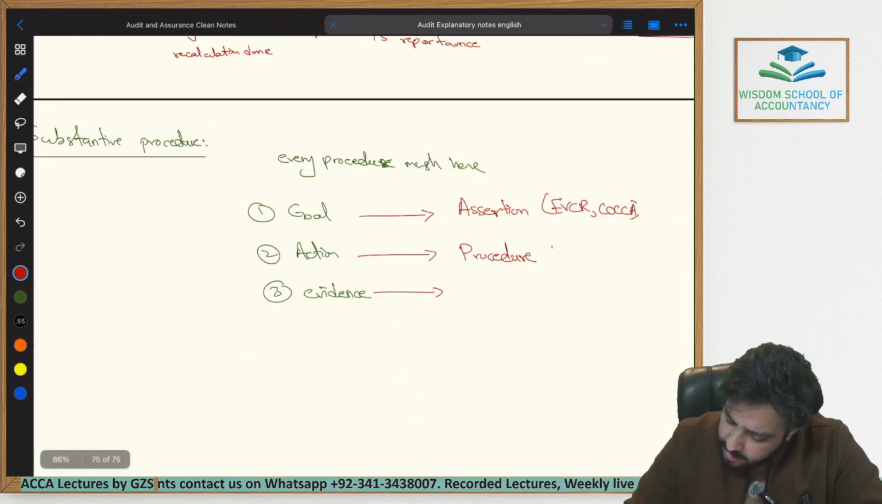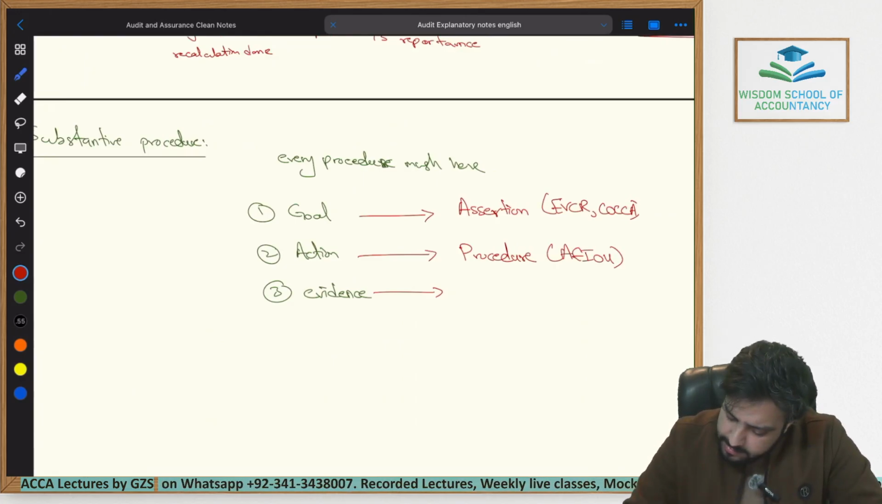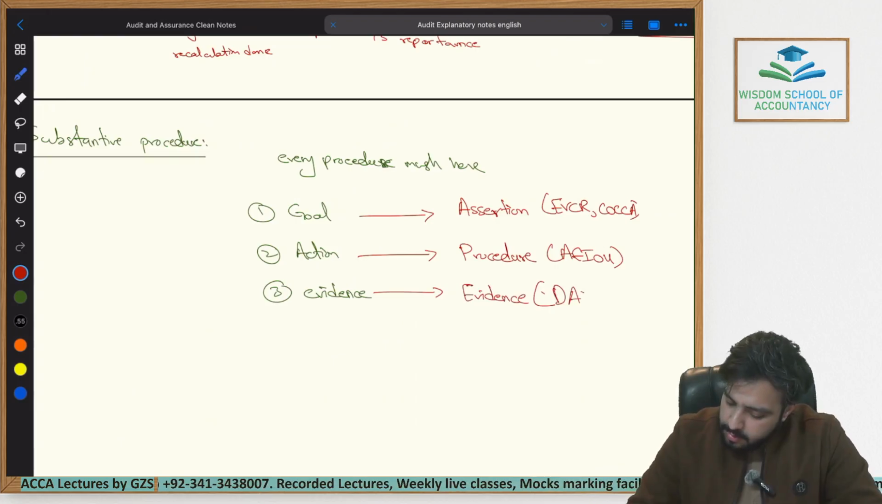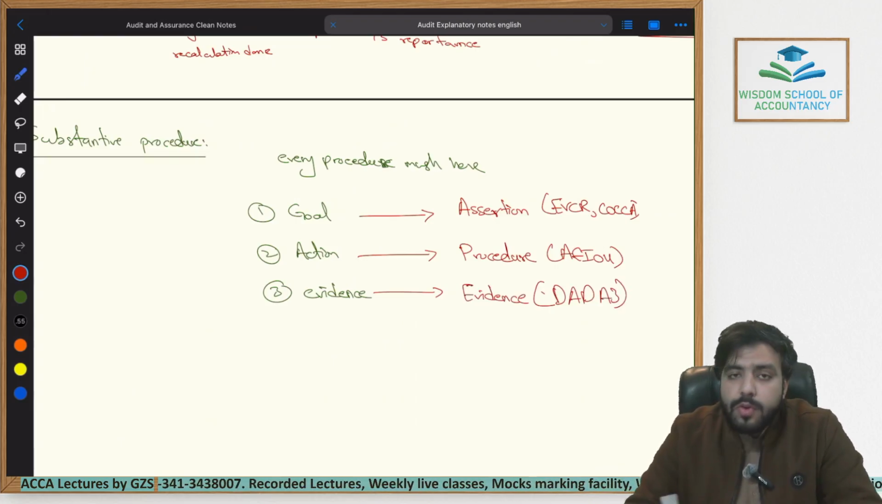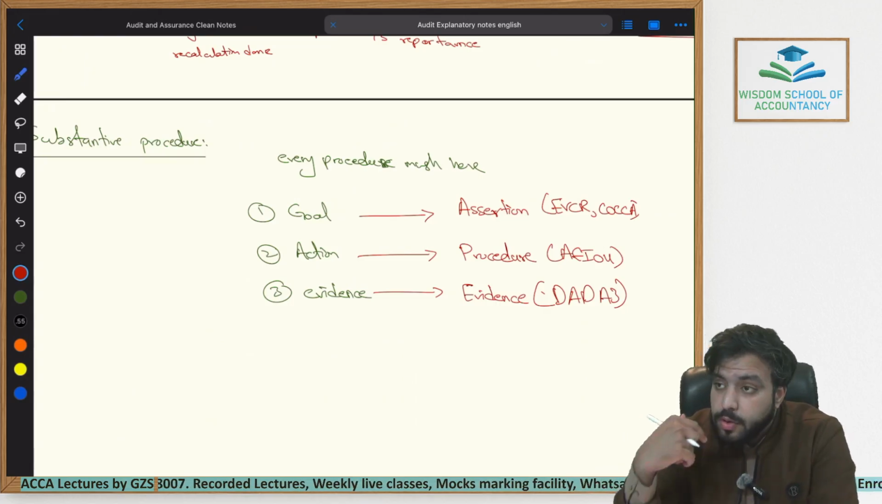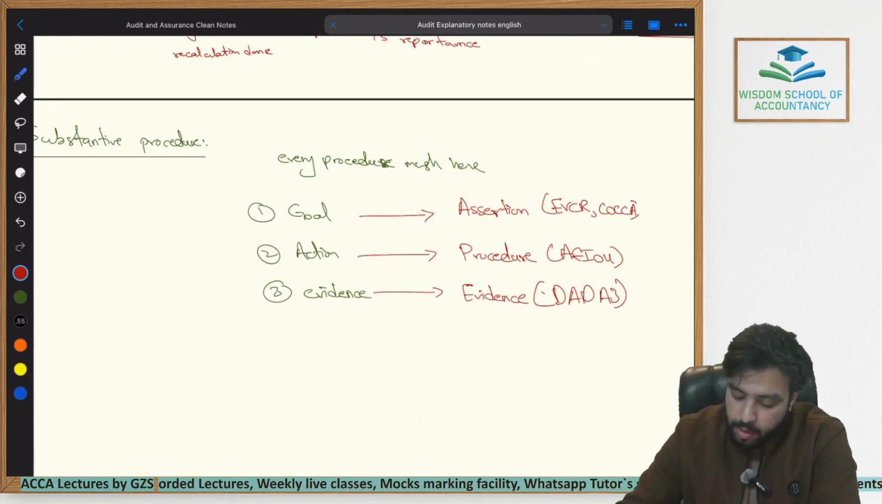Procedure means AEIOU, which procedure the auditor is doing, and where the evidence is being gathered from, which area the evidence is being gained by the auditor. So data 3. Whenever you want to make a substantive procedure, when you have to verify a balance of the financial statement, this is how you will always make a procedure.